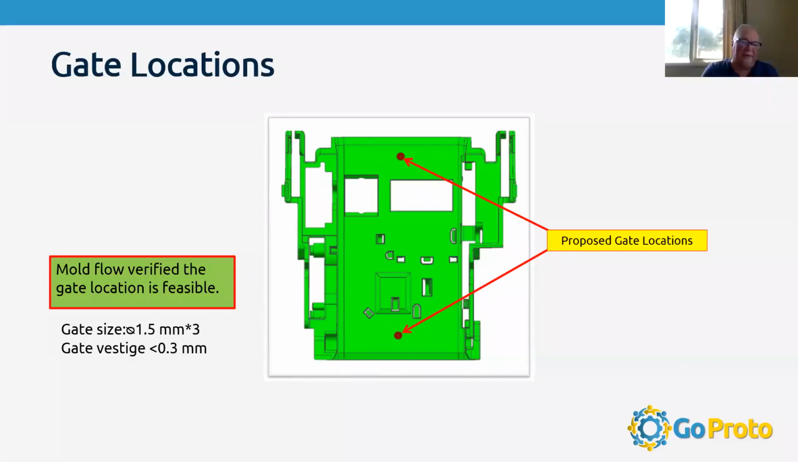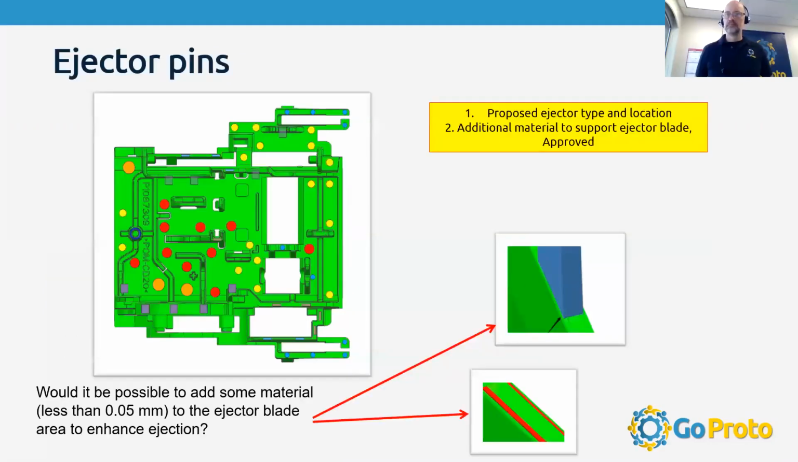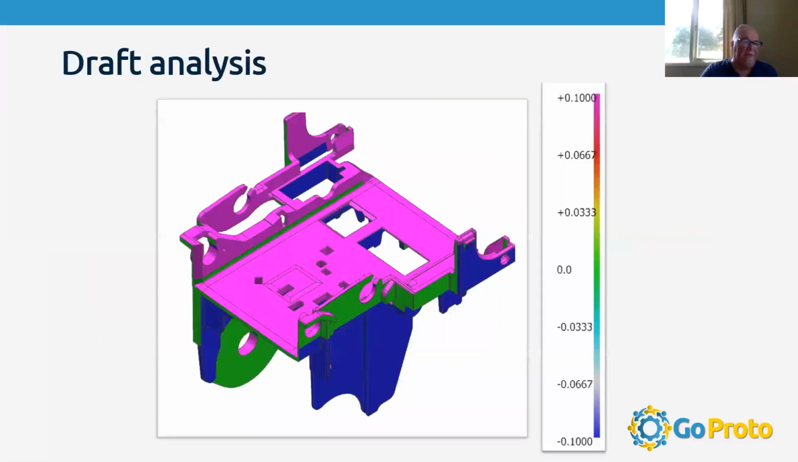Sure. Matt, do you have something else to add on gating? It's always best to gate into a thick area on the part rather than a thin area. That allows the material to keep flowing in and not shut off, as a thin area is going to cool off and close up sooner than the thicker area will. So always try to gate into a thick area of the part. Yeah, good call. Okay, hopefully that answers it. We'll answer some more to that as we proceed through.